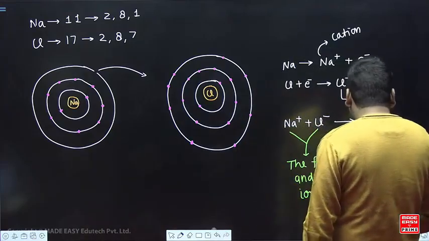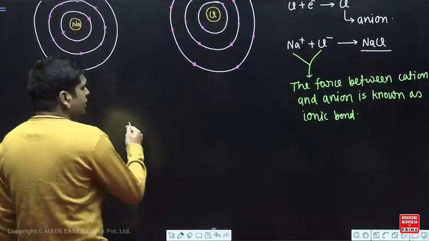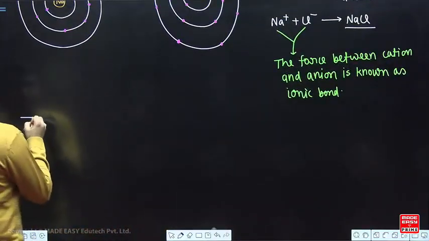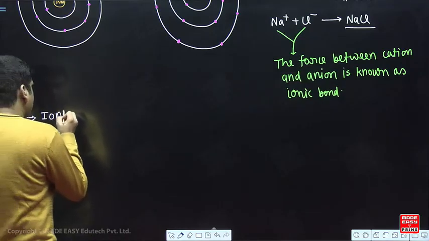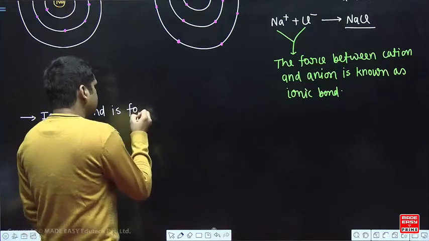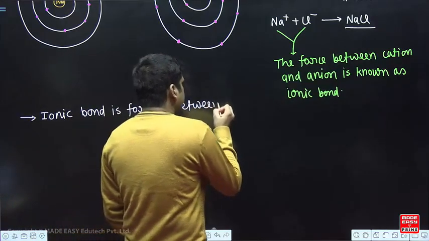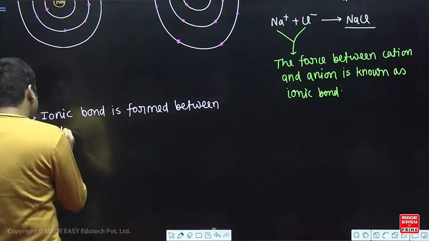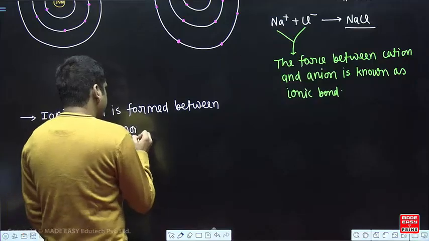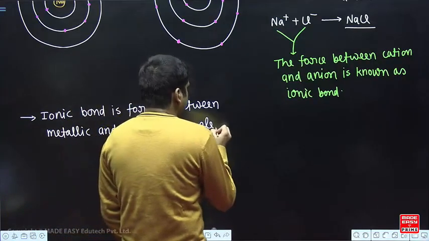Basically these bonds are formed between metallic and non-metallic elements. Sodium is a metallic element and chlorine is a non-metallic element. So an ionic bond is formed between metallic and non-metallic elements.